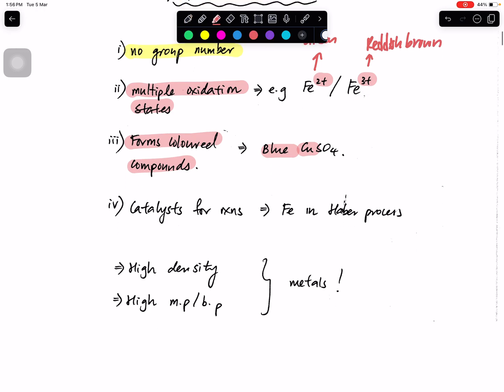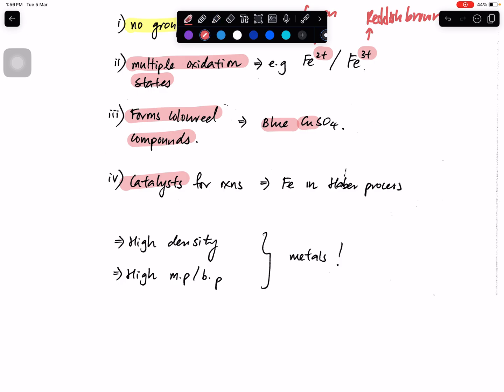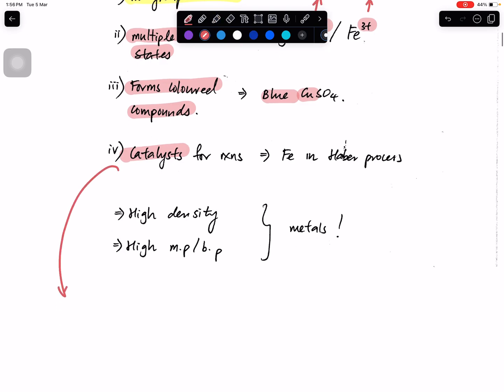They will also be used as catalysts for reactions. So what do catalysts do? Catalysts help to speed up reactions, but they themselves remain unchanged, meaning they don't get reacted away.